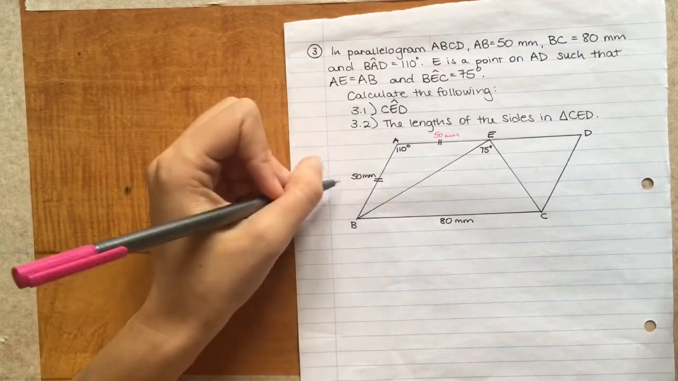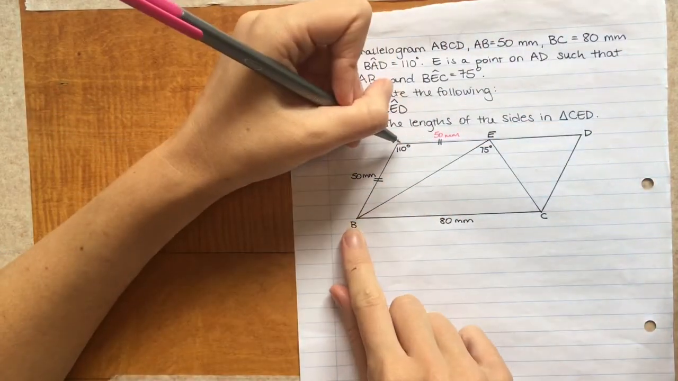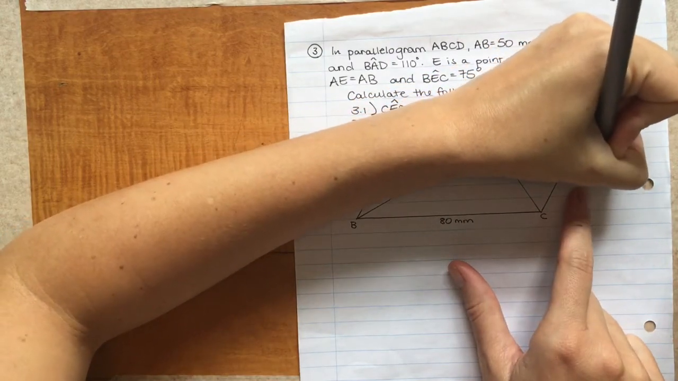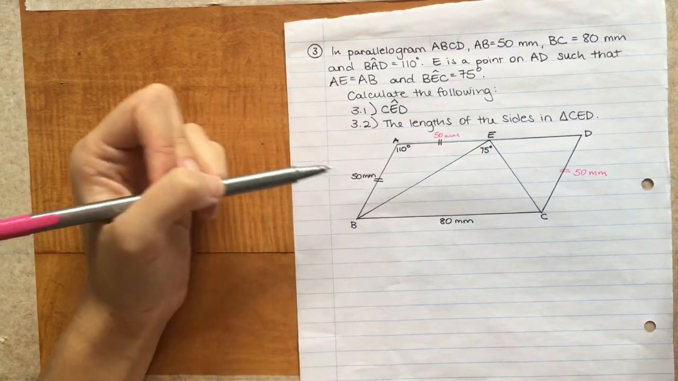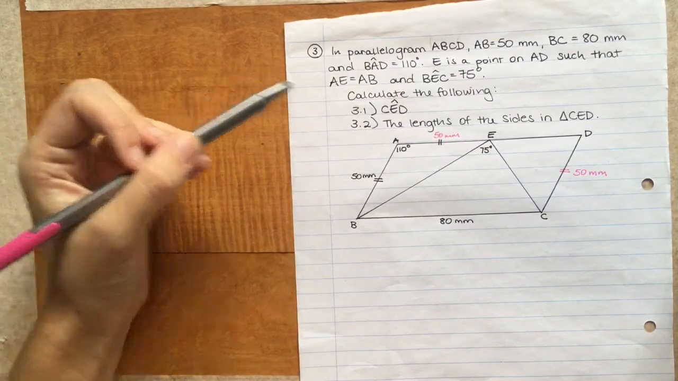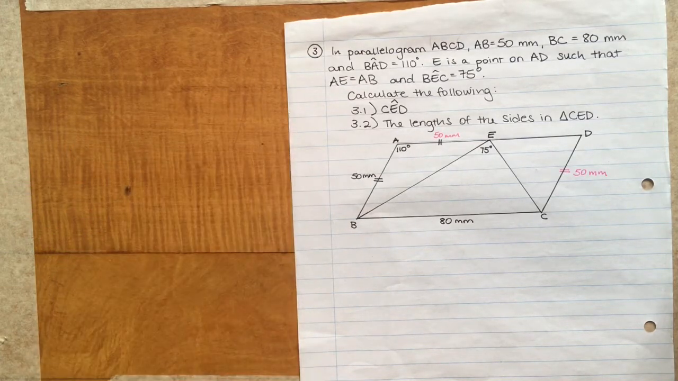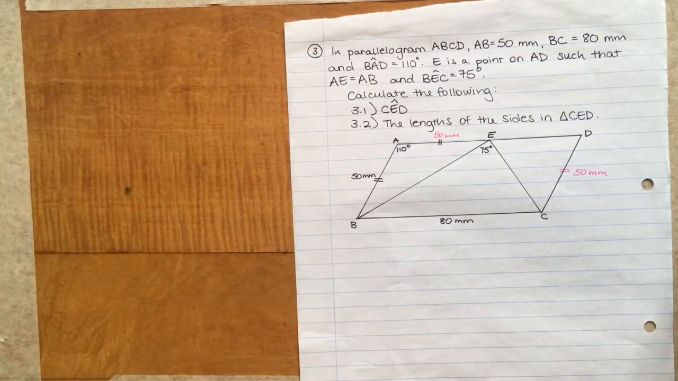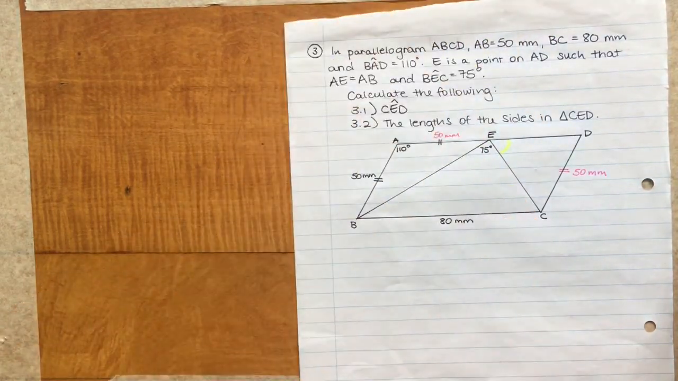We also know that opposite sides of a parallelogram are equal. So if AB is 50, that means that CD is also 50 millimeters. And because I have side lengths, I can be pretty sure that I'm going to have to use that property of a parallelogram. Okay. But they've asked us in the first question, now I can look at the questions, they've asked us for this angle CED. Let's highlight that.